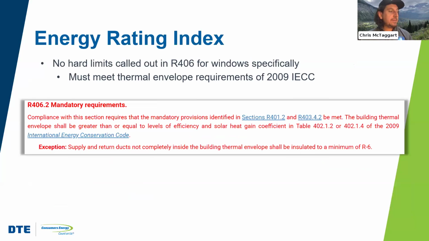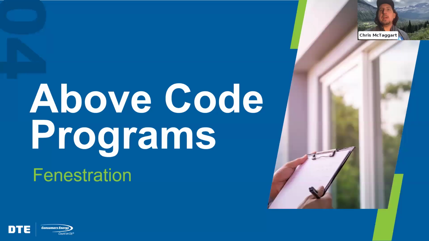If you're using the ERI performance method, there really is no windows specific requirements. Basically, you have to meet at least the building thermal envelope performance using the total UA method of the 2009 IECC. Not a big deal.